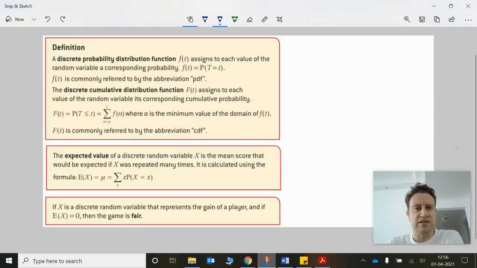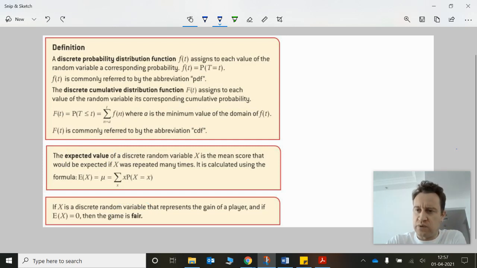It's about probability distributions. It starts off with a whole load of definitions, which is kind of formalizing some of the work which you've done before in probability. So it talks about probability distribution functions, it talks about cumulative distribution functions. We're talking about discrete cases and not continuous. That is to say, we have discrete outcomes, like, for example, the outcomes on a dice. We also talk about expected values of distributions here and whether or not games can be fair.